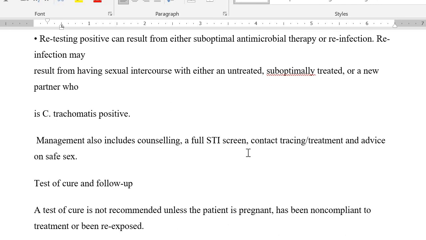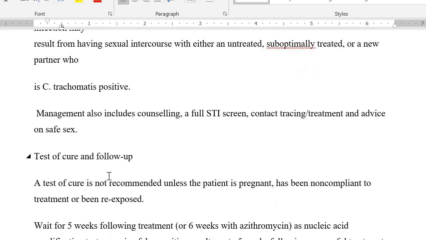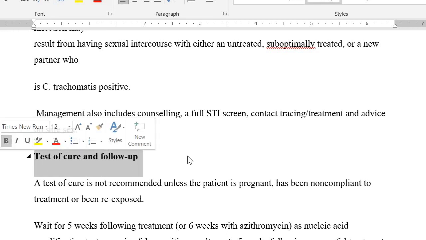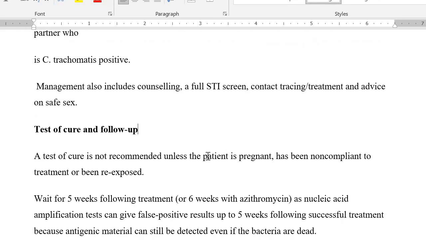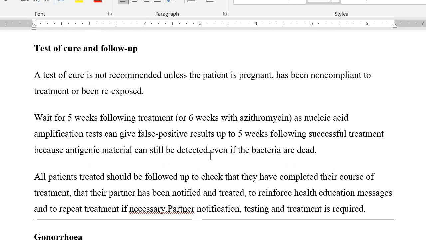Then we should know that this testing is important, because if the patient is not diagnosed or not treated optimally, what will happen? They will keep developing infections, and the chance of complications will keep increasing. So when you are counseling the patient, you have to give them full information on STI screening, contact tracing, treatment, and advice for safe practice. And most importantly, you need to ensure that the patient knows that her privacy and confidentiality will be maintained, in both men and women.